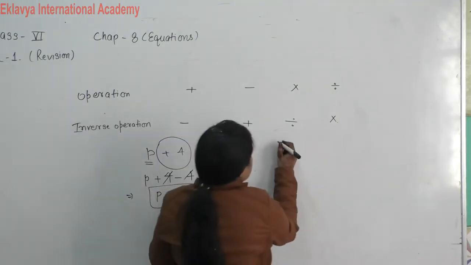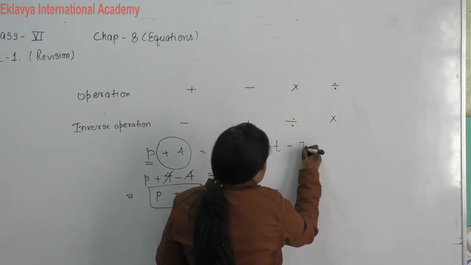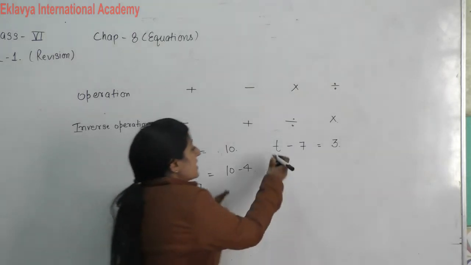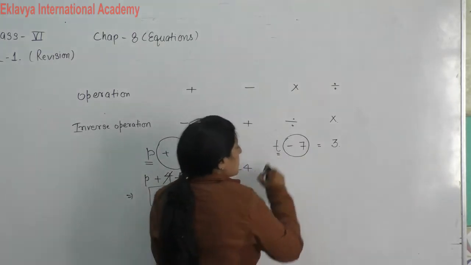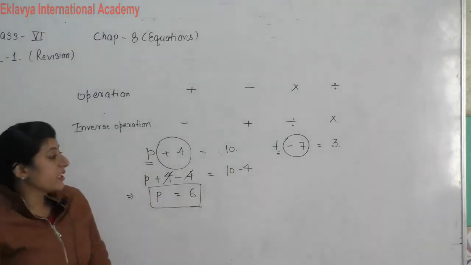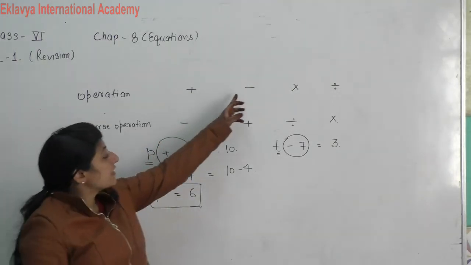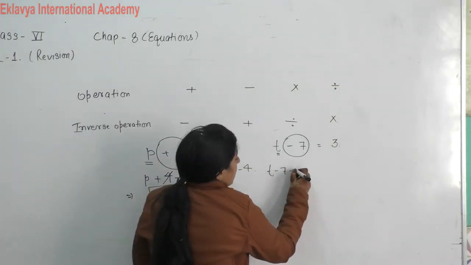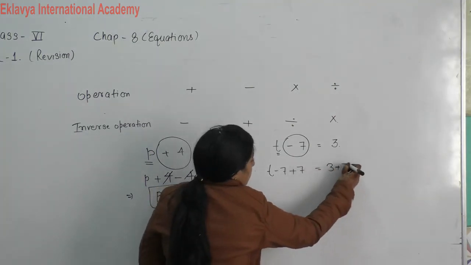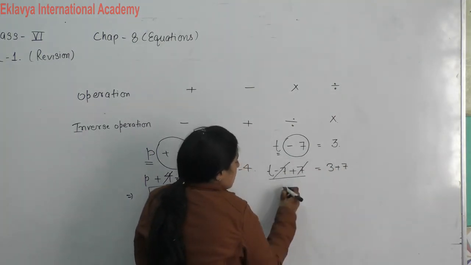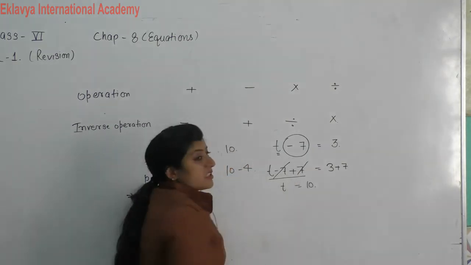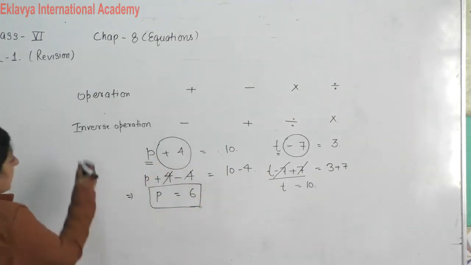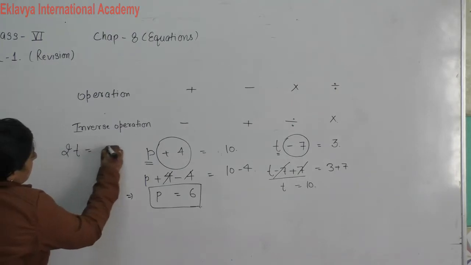Similarly, suppose it is given to you t minus 7 is equal to 3. Now, with this unknown variable, there is the operation of subtraction. Then what is the inverse operation of subtraction? Addition. Then we will add 7 to both sides. Then t cancels out, and 3 plus 7 is equal to 10. Now similarly, suppose we are taking 2t is equal to 12.